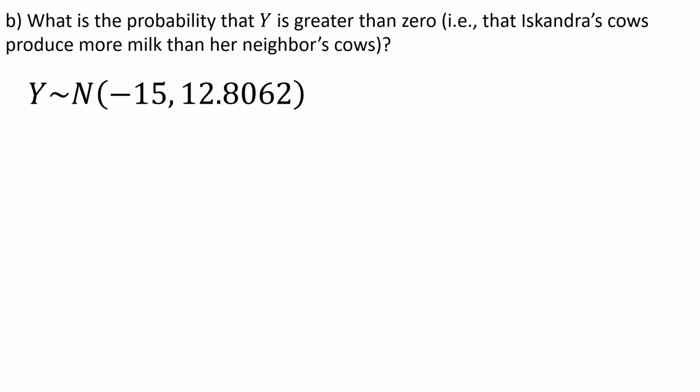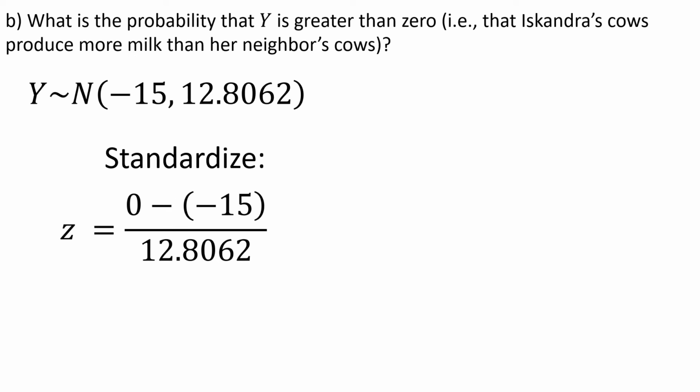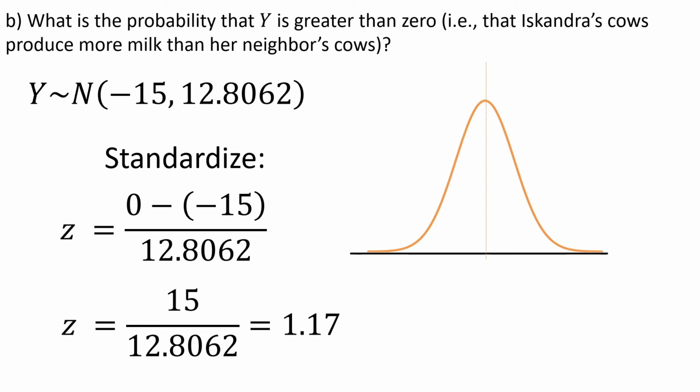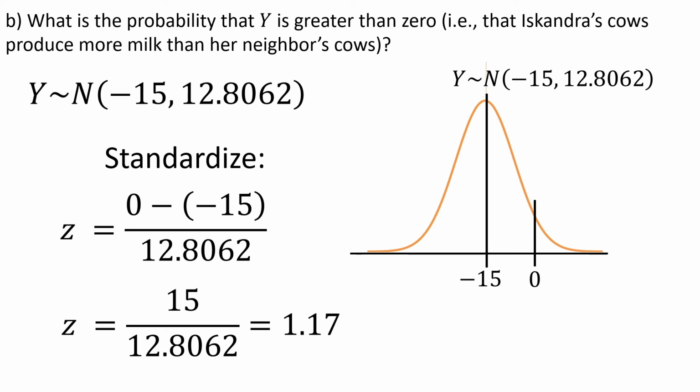What is the probability that y is greater than 0? Or in other words, what is the probability that Iskandra's cow, if you take one selected at random, produces more milk than her neighbor's cow, if you take one selected at random? So what do we do? We standardize the value of interest. In this case, the value of interest happens to be 0. And so it's 0 minus the mean divided by the standard deviation. That gives us 1.17. So to draw a picture, here we have the distribution of y, centered at minus 15 liters, and the value of interest is 0 liters. What's the distance between minus 15 and 0 liters in this scenario? It's 1.17. In other words, 0 is 1.17 standard deviations to the right of the mean value.